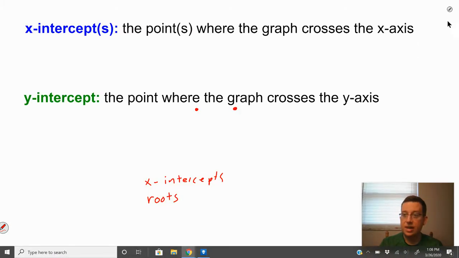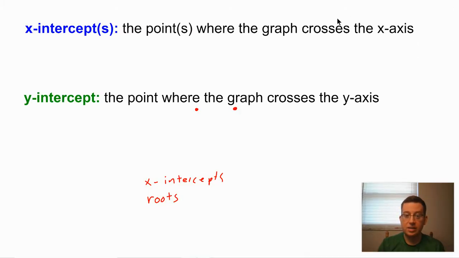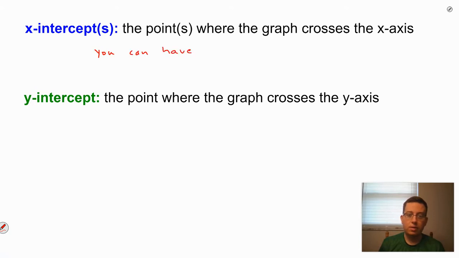The x-intercepts are where the graph crosses the x-axis. When you're solving, these are going to become important. You can have 0, 1, or 2 x-intercepts. It's possible to have no x-intercepts, it's possible to have 1, or it's possible to have 2, depending on what's going on with the parabola. So just look at your case. If you don't see where it crosses the x-axis, then it doesn't have one.